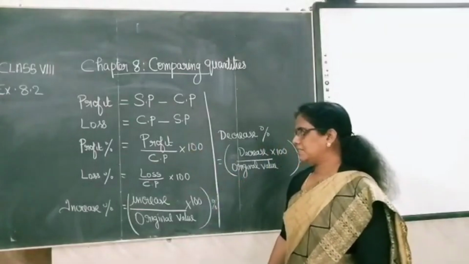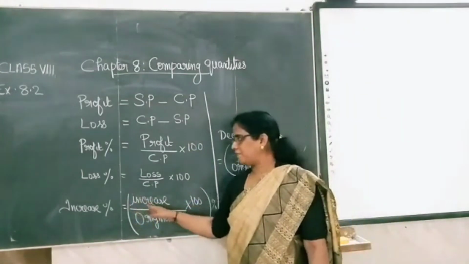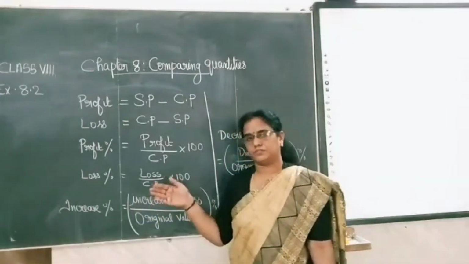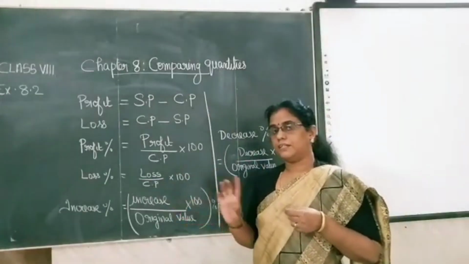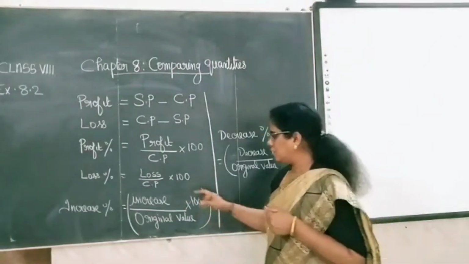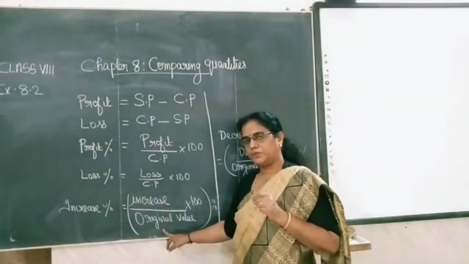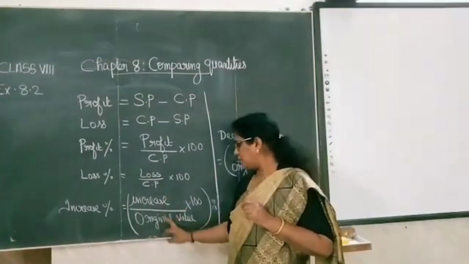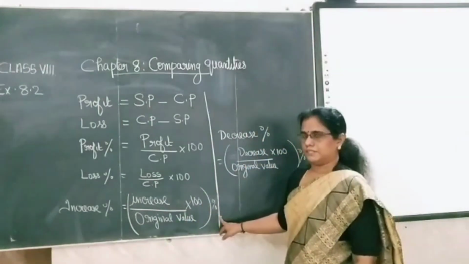Now next one is increase percentage. Increase percentage we can find by increase. That is, how much increase. First it was, if it is 20, the next it was 25. Then increase means 25 minus 20, that is 5. So increase by original value. That is, first it was 20, then first value is called the original value. So increase by original value multiplied by 100, then percentage.